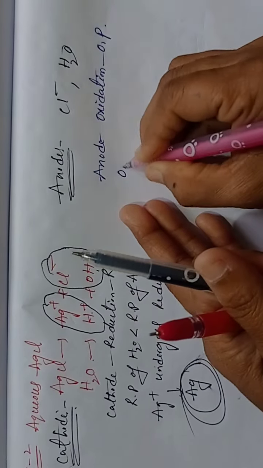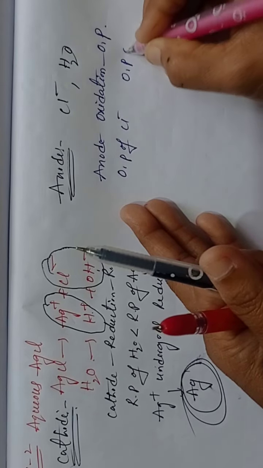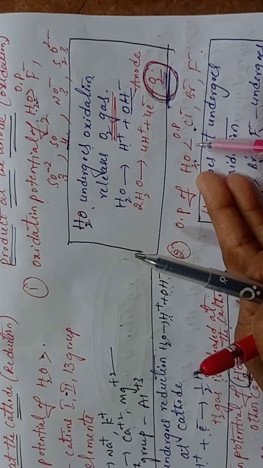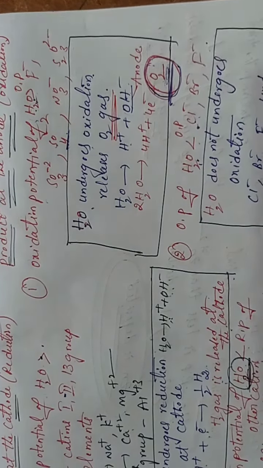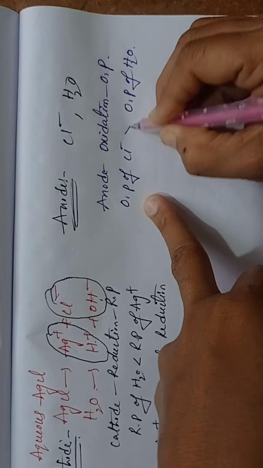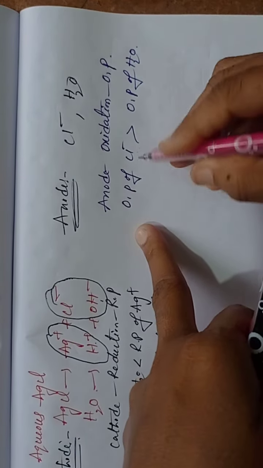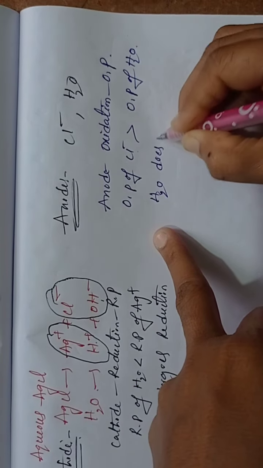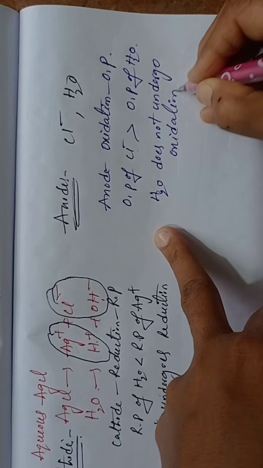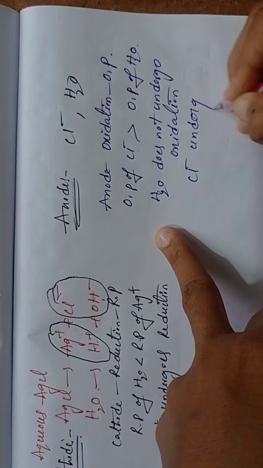So the oxidation potential of Cl- and water, which one is more? Now just check it, students. Here the oxidation potential of water and Cl-. Water oxidation potential is less than Cl-, correct? So the oxidation potential of Cl- is more. So that's why water does not undergo oxidation. Are you following? Only Cl- undergoes oxidation.